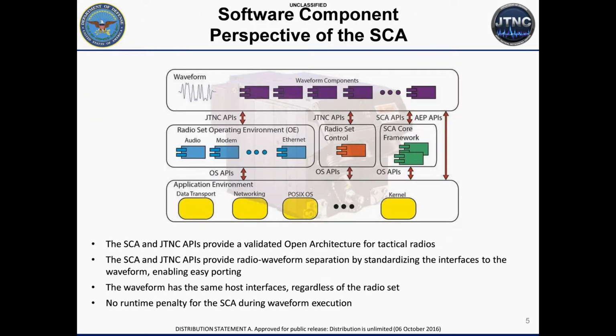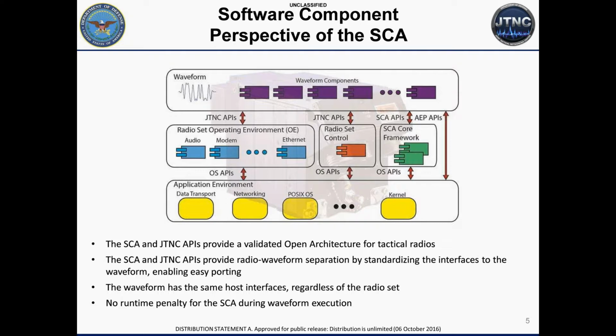Slide 5 is similar to a graphic that we discussed earlier. The intent of the SCA is to abstract the waveform from the specifics of the radio set by defining application programming interfaces known as APIs. As the graphic depicts, the COTS software in yellow on the bottom provides the POSIX operating system functions required of the waveforms. The SCA is a contract between the waveform and the radio set.